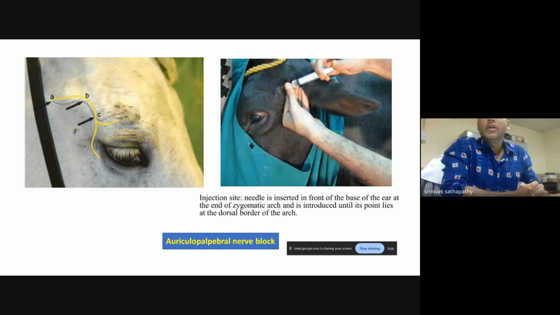So I hope this anatomical knowledge along with a little bit of surgical application will refresh your memory, and you will definitely get some indication of the different procedures of the nerve blocks performed in the eye. Thank you very much. If you have any query, you can ask me.